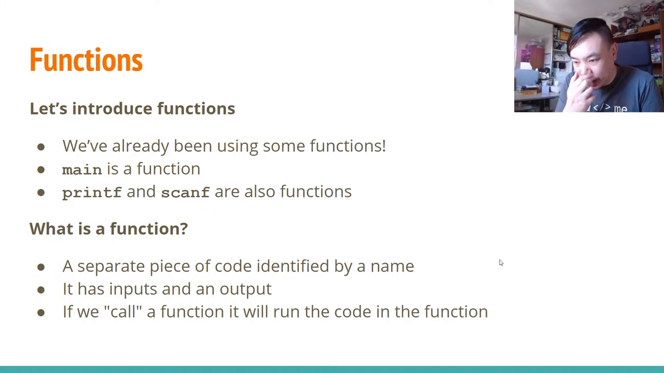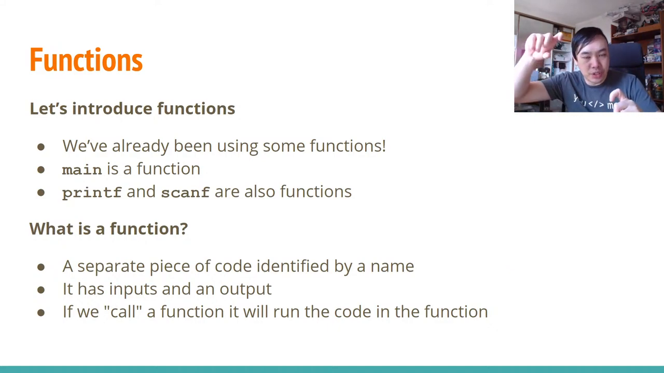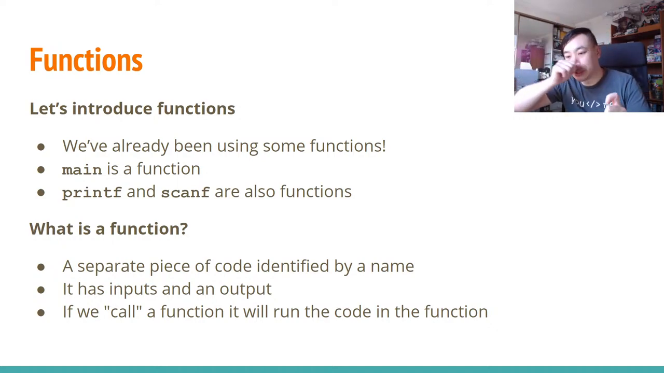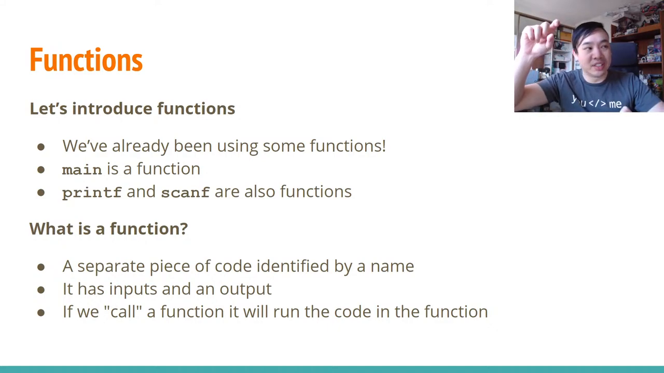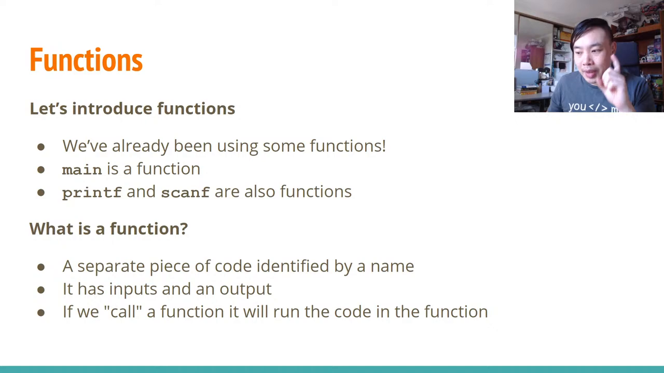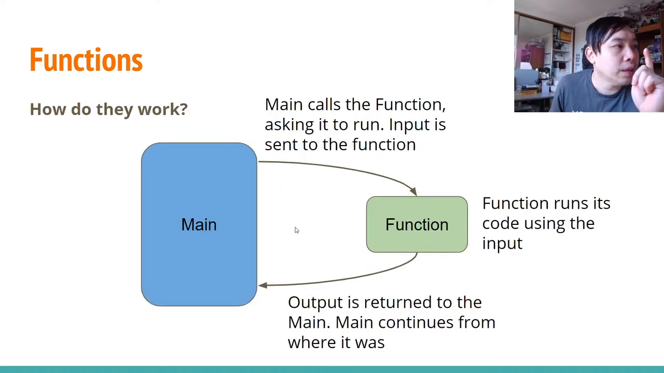A function is a piece of code that has a name and it's contained inside a set of curly brackets. The way that it works is we can give some information to the function, and the function may give some information back to us. When we call the function, meaning we use the function by its name and give it some information, it will run everything that's inside its curly brackets. We'll have a look at a couple of examples of how they work.